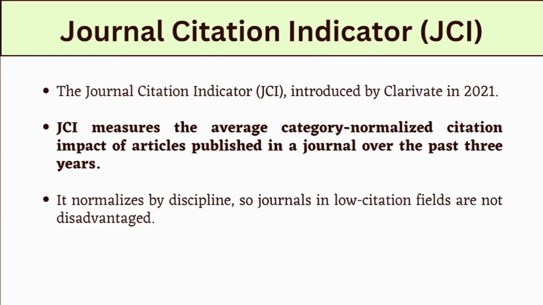Finally, let us talk about a newer metric, the Journal Citation Indicator, JCI, introduced by Clarivate in 2021. JCI measures the average category normalized citation impact of articles published in a journal over the past 3 years. It is similar to SNIP and it normalizes by discipline, so journals in low citation fields are not disadvantaged.